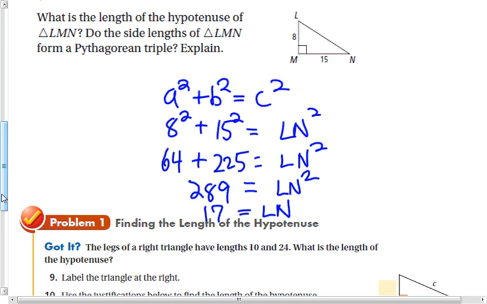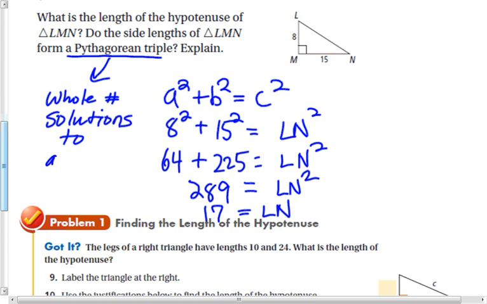So, and then one other question, it says, does this form a Pythagorean triple? For your information, a Pythagorean triple is where you have whole number solutions to Pythagorean's theorem. And since we have whole numbers here, 17 and 8 and 15, it is a Pythagorean triple. Go ahead and do problem 1. I'll check back with you.